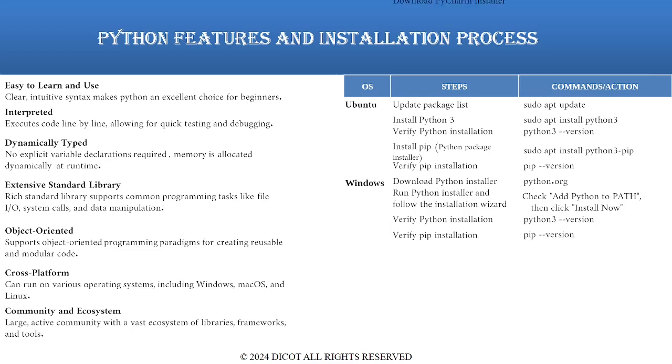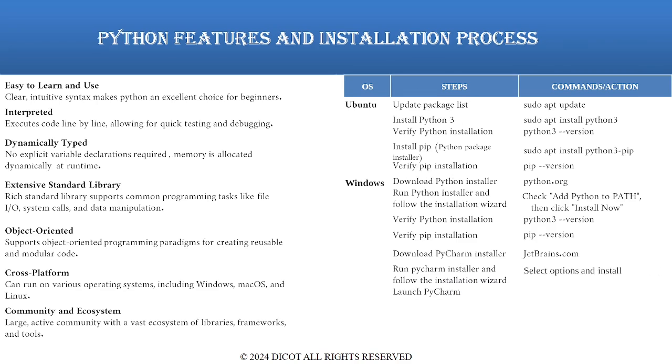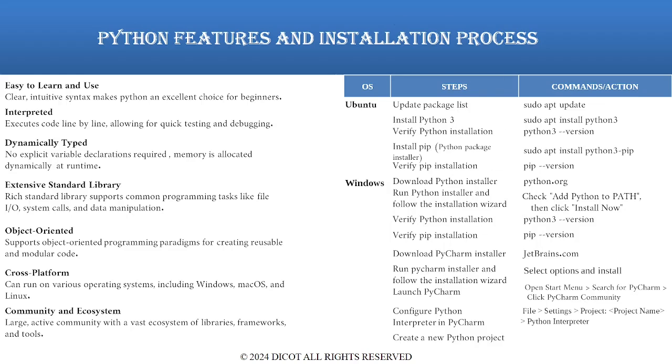Download the PyCharm installer from the URL jetbrains.com. Run the PyCharm installer and follow the installation wizard. Select options and install. Launch PyCharm: open the Start menu, search for PyCharm, and click PyCharm Community. Configure the Python interpreter in PyCharm: go to File, Settings, Project, Project name, Python Interpreter. Create a new Python project: go to File, New Project.